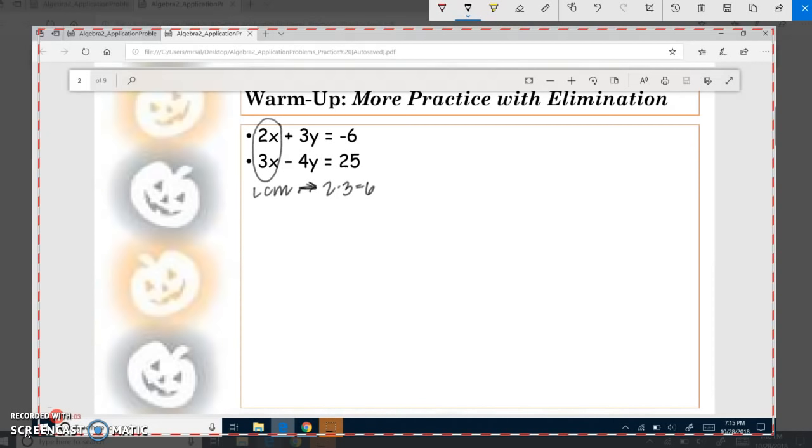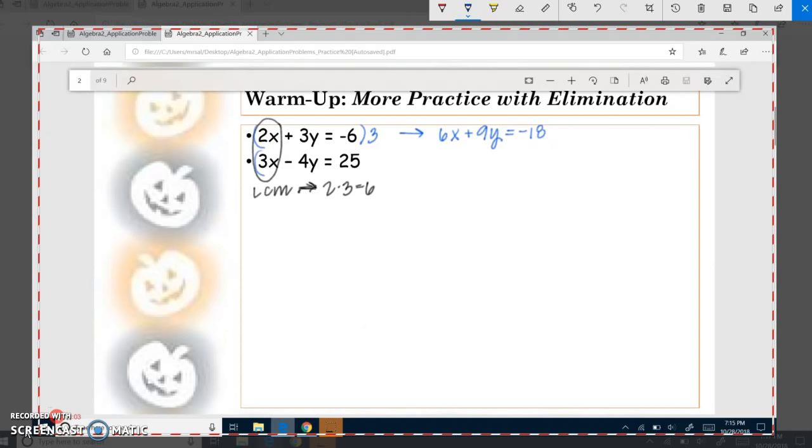What that means is if I can make the x value 6, I would be able to cancel them both out. So let me grab a different color here. I'm going to go ahead and take everything in my top equation and multiply it by 3. Because if I do that, that 2x is going to become a 6x. So let's see how that works out here. We'll have 6x plus 3 times 3y will give me 9y. And then 3 times negative 6 is negative 18. So remember, we can always multiply an algebraic equation by a number as long as we do it to every single term on both sides.